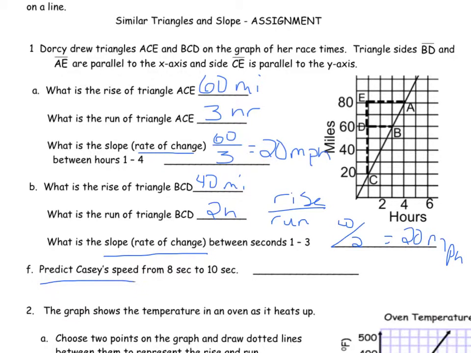So predict the speed from 8 seconds to 10 seconds. Well, it doesn't matter where we are on this line, he's going at a constant rate of speed. So even way up here at 8 seconds and 10 seconds, he's still going to be going 20 miles per hour. It wasn't asking how far he went during those 2 seconds. It was asking for his speed or his rate.